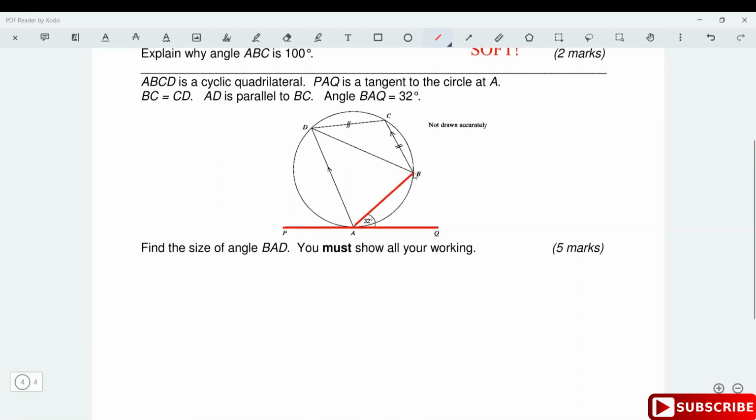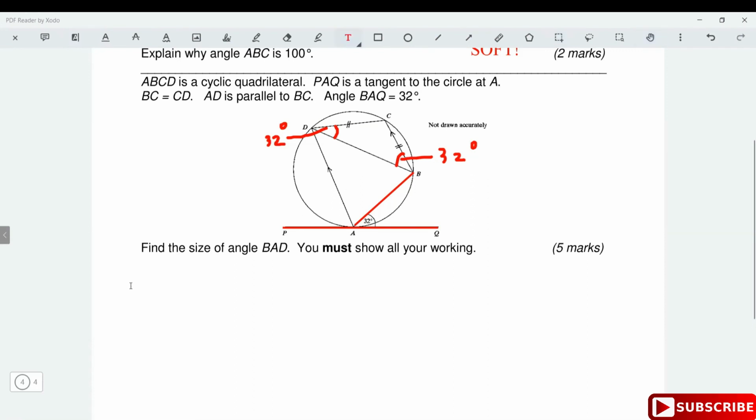So we know that angle between a tangent and a chord is equal to the opposite angle in the triangle subtended by the same chord. So this tangent, this chord, subtend this chord. They're telling us that this angle is 32, which must be equal to this angle. So clearly this angle must also equal 32. Let's write that down.